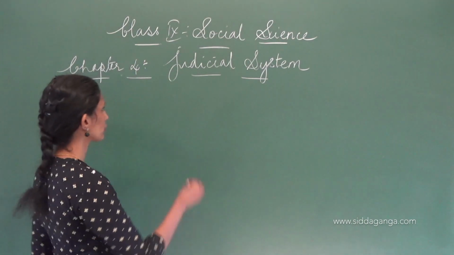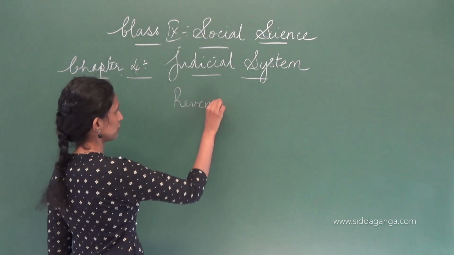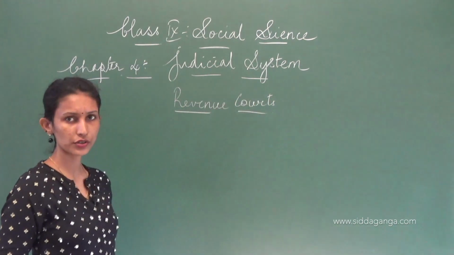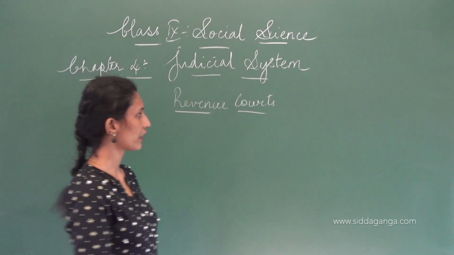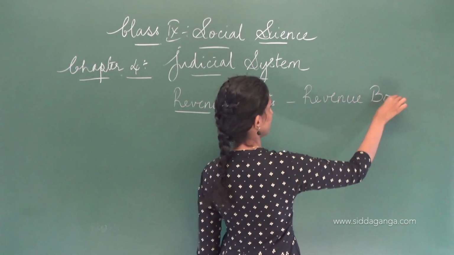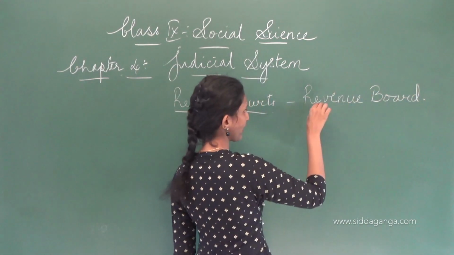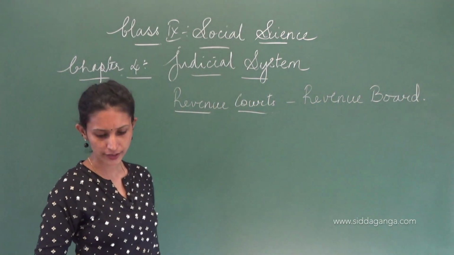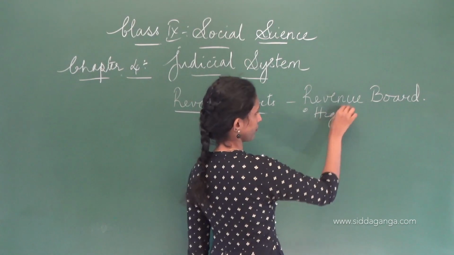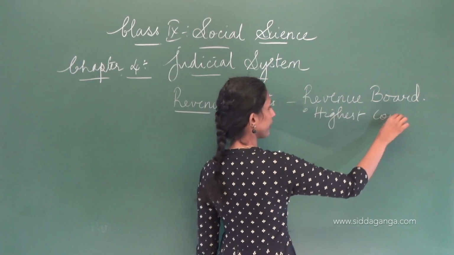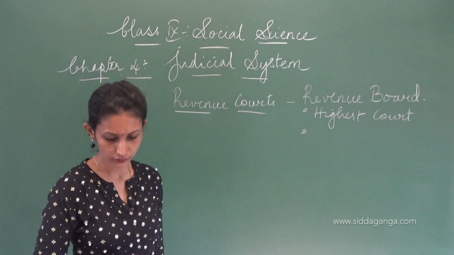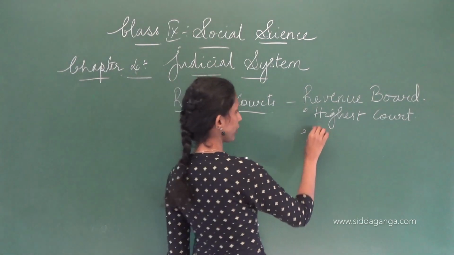So you write revenue courts. Beside this, write about the revenue board, and then write details about it. What kind of details can you write? Highest court, first point. Make a point like this: it is the highest court. Otherwise, the Supreme Court is the supreme or highest. Then, the highest court deals with what? Revenue cases.